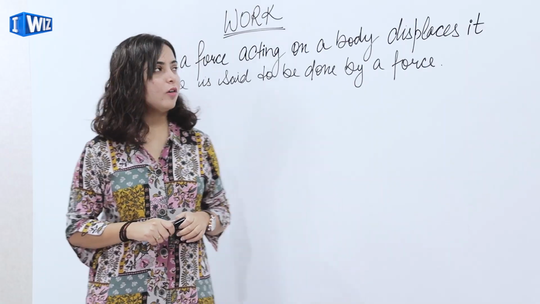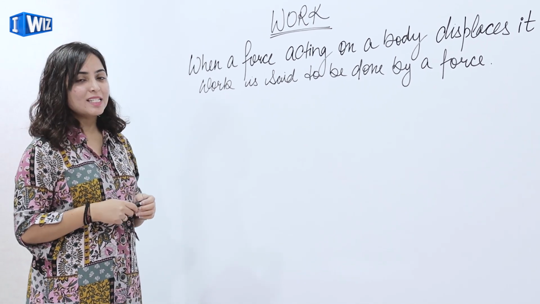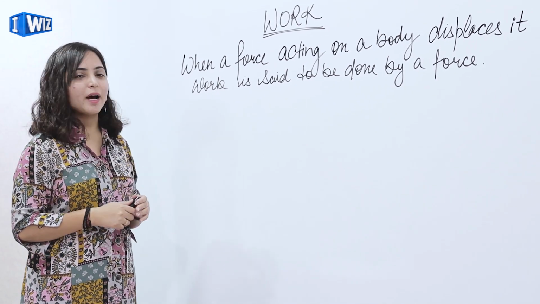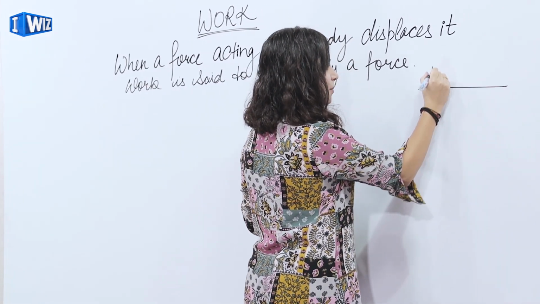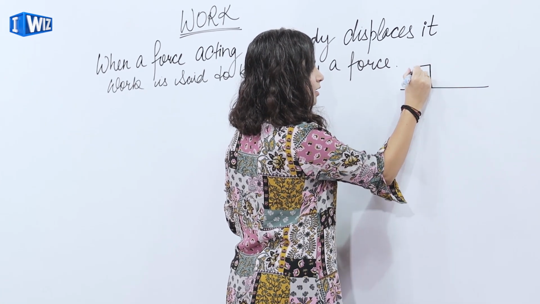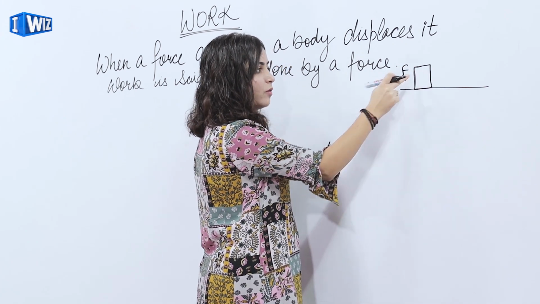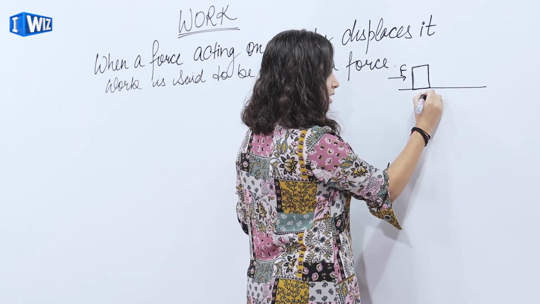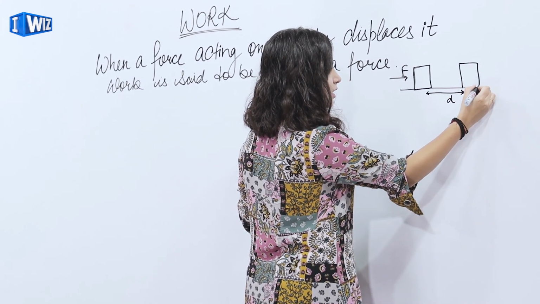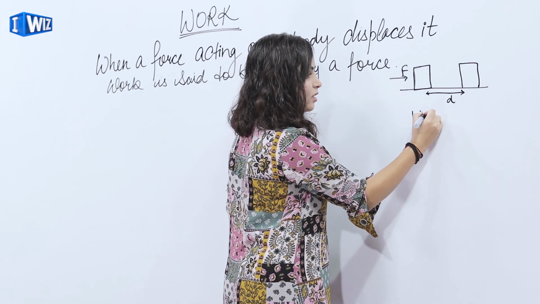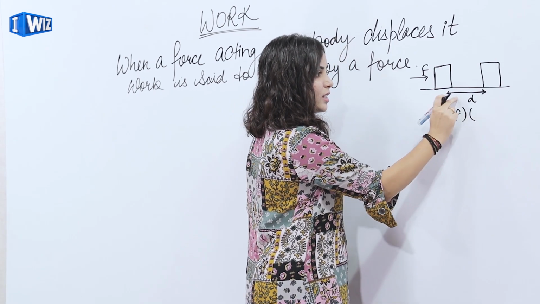Now from the definition of work, when a force acting on a body displaces it, work is said to be done by the force. For example, if we have a box or an object and we apply a force on it, and on applying the force the object displaces by say distance d, then work will be force applied into displacement.